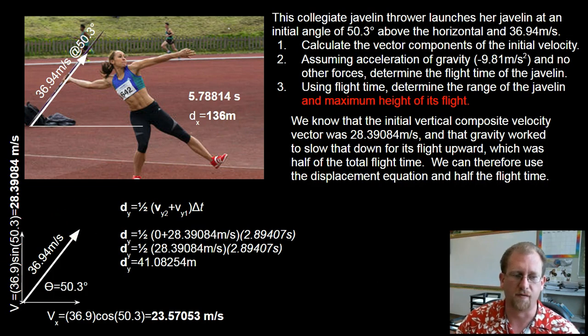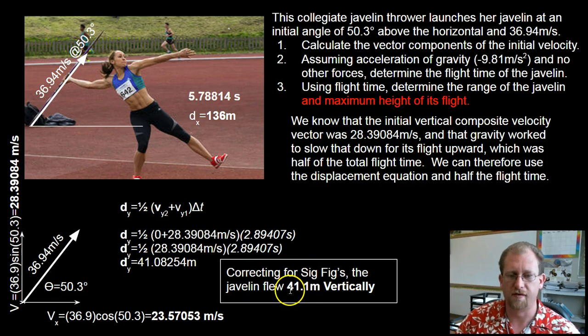Okay, I need to correct for significant figures again. So the javelin flew 41.1 meters vertically, 41.1 meters up, 136 meters out. Okay, so that is the answer there to the javelin question. If you have questions, if you don't understand it, pause the video, replay that example as many times as it takes for it to make sense. And if you have any questions, go ahead and post them in the comments field, and I'll do the best I can for you.